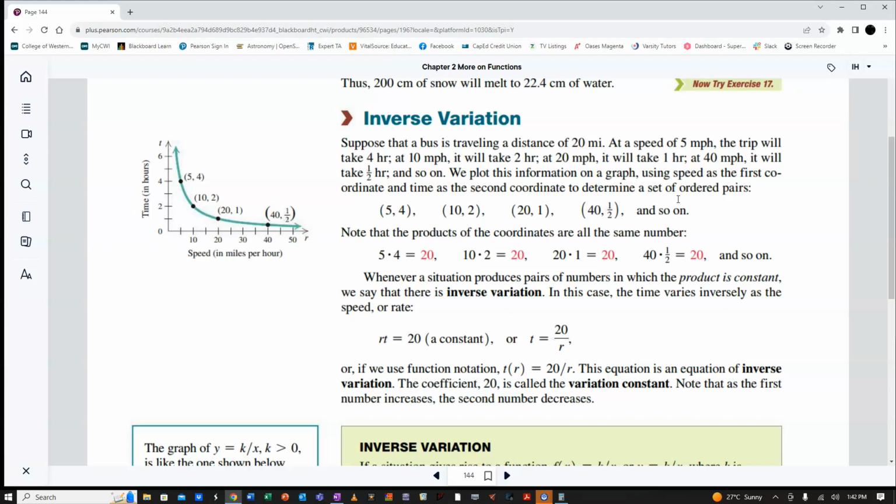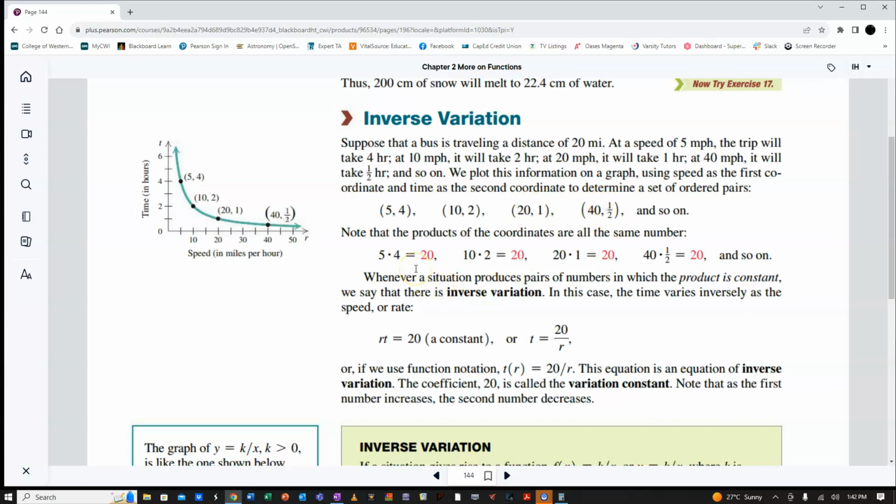You can plot those values as ordered pairs on a graph, using your speed as your x or first coordinate, and the amount of time in hours as your second coordinate to get your ordered pairs. And in this instance, it's not the ratio that is a constant, it is the product. If you multiply the two numbers, 5 times 4, 10 times 2, 20 times 1, and 40 times 1/2, that number will be a constant.